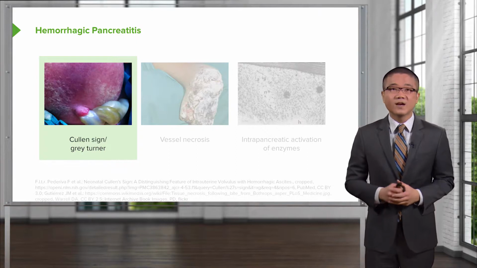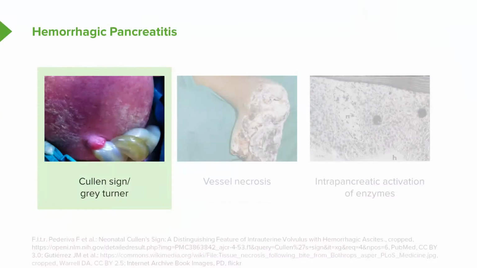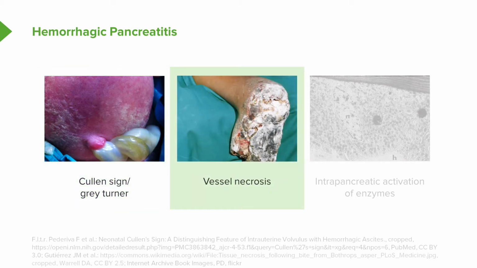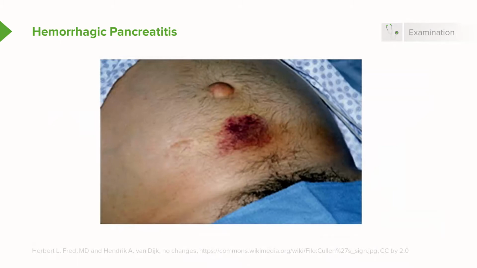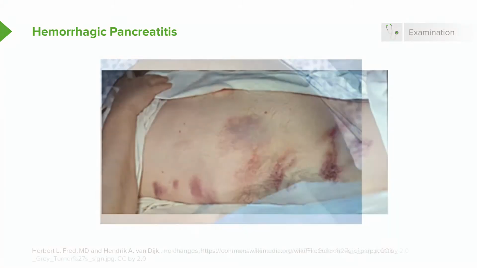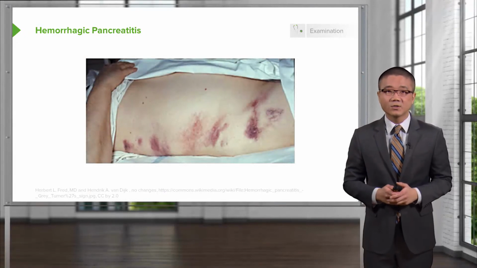Now, some important signs, although rarely seen but often tested. Hemorrhagic pancreatitis is an important topic to discuss. As you see from these images, there are classic Cullen sign and Grey-Turner signs associated with hemorrhagic pancreatitis. This may be induced by vessel necrosis and intraparenchymal activation of enzymes that may cause bleeding in the retroperitoneum. Classically speaking, we find periumbilical or flank ecchymosis. Once again, to remind you, these are signs of potential retroperitoneal bleeding tracking along the abdominal wall.